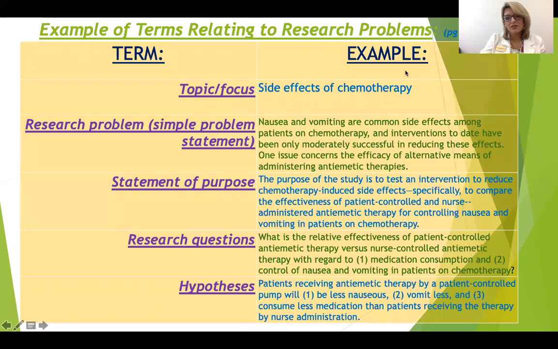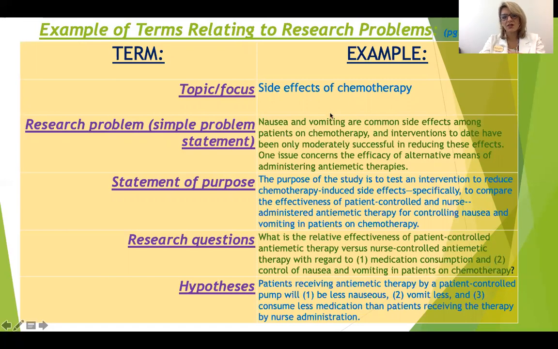Okay, so examples of terms relating to research problems. So here we go. So what's our topic? Side effects of chemo. Okay, what's our problem, our research problem? What are we finding as a problem? And why is this topic important to us? Because this is the problem we see about this topic.